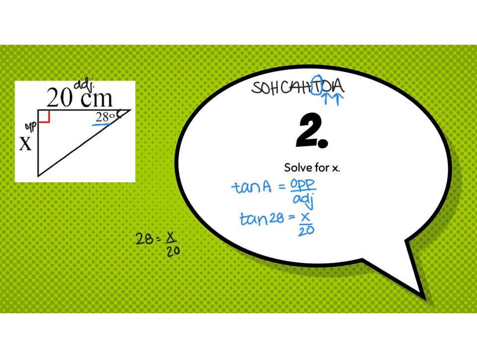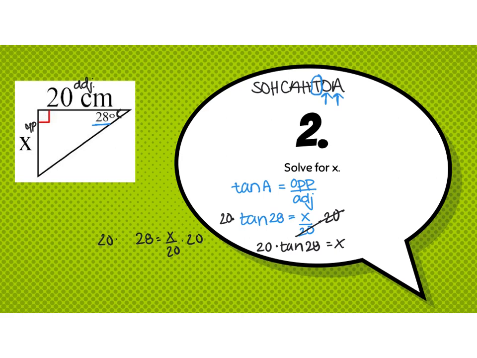And what did we do to solve? We multiplied both sides by 20 to get x all by itself. We are actually going to do the same thing here. So I'm still going to multiply both sides by 20 to get x all by itself and clear the fraction. So we have 20 times tangent 28 equals x. Now at this point, you're going to put this into your calculator.